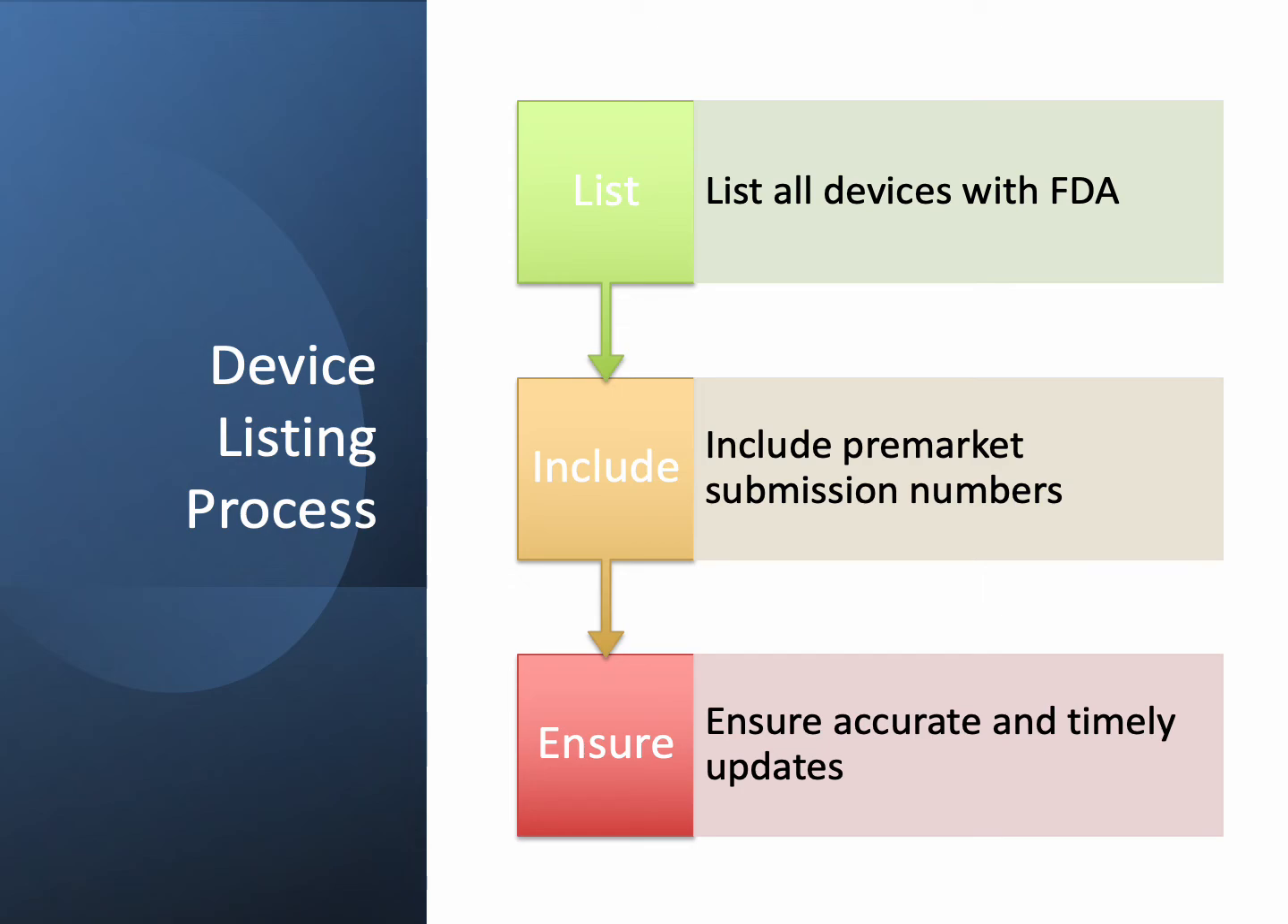Ethical considerations include complete and truthful listings to avoid misclassification and ensure patient safety. This process aligns with course objectives by ensuring devices are tracked, supporting regulatory oversight and safe market entry. By maintaining accurate listings, you'll facilitate compliance and accountability. This slide transitions to 510(k) submissions, where we'll explore the clearance process.